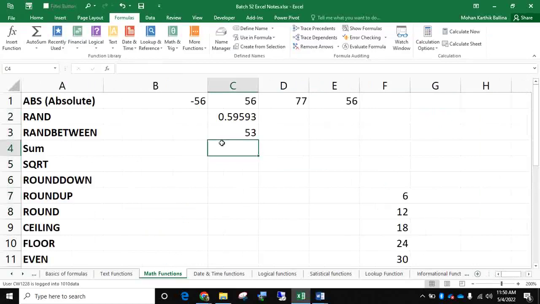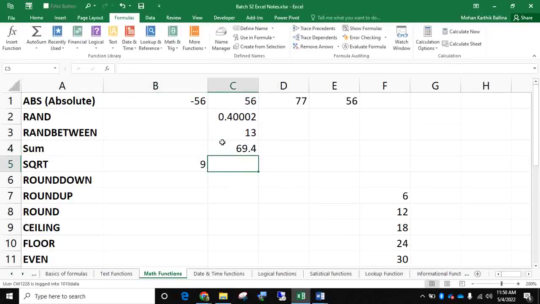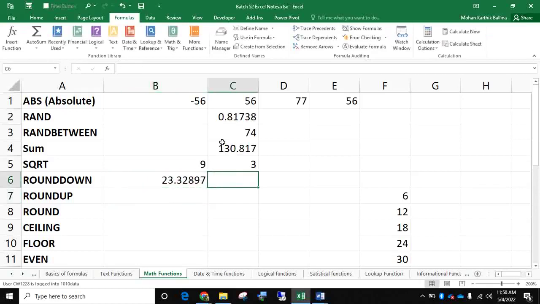SUM, you know very well, we have already seen it, it sums up the values, correct? Square root, you know, right? What is the square root of 9? 3. Okay, what is ROUNDDOWN? ROUNDDOWN, ROUNDUP, ROUND, all these formulas can be used to round the values after a decimal. They work only for decimal values.